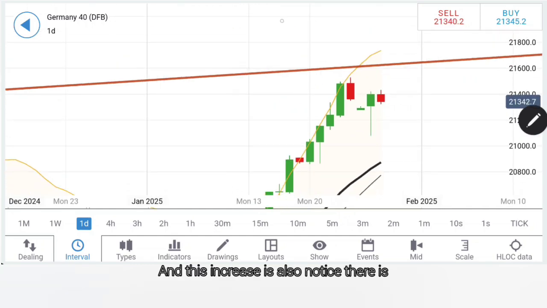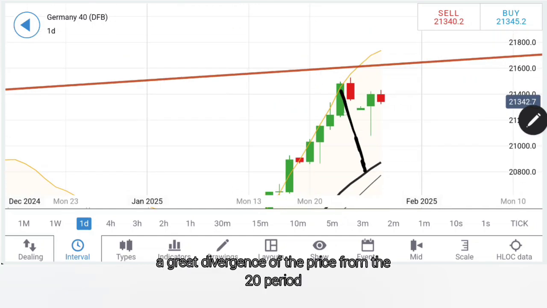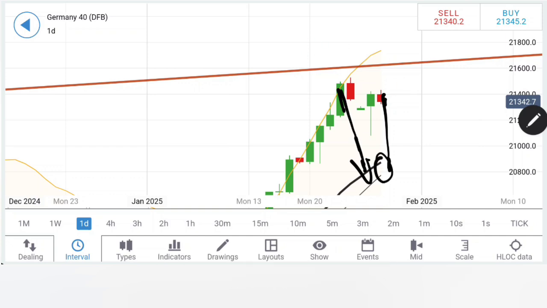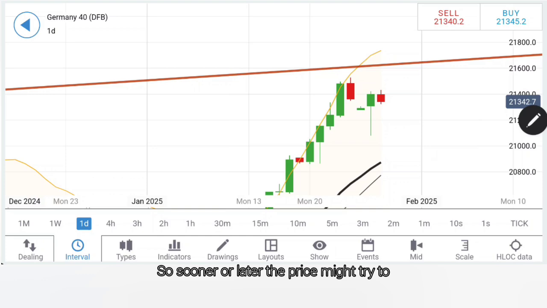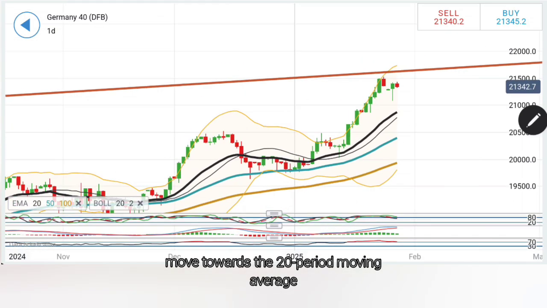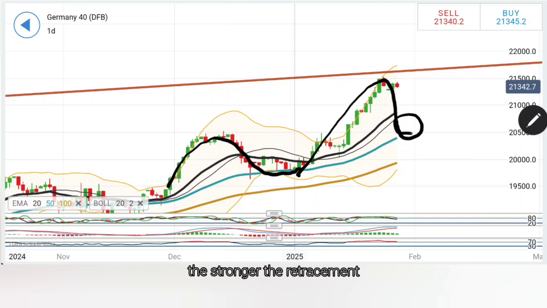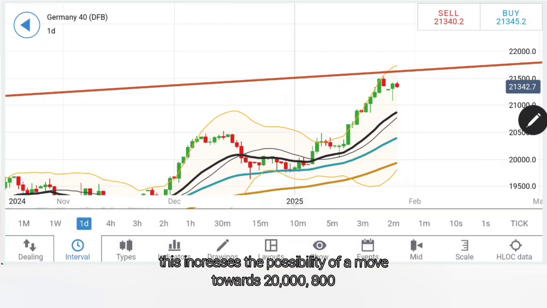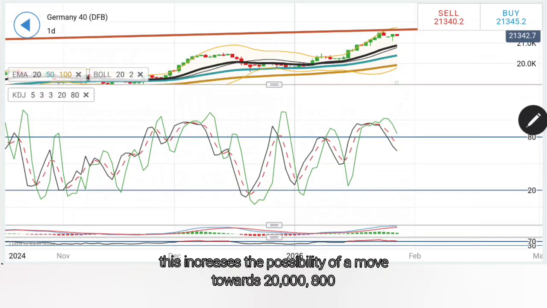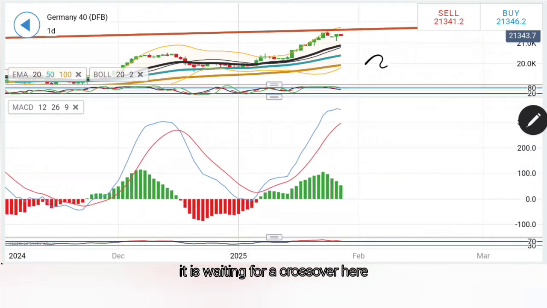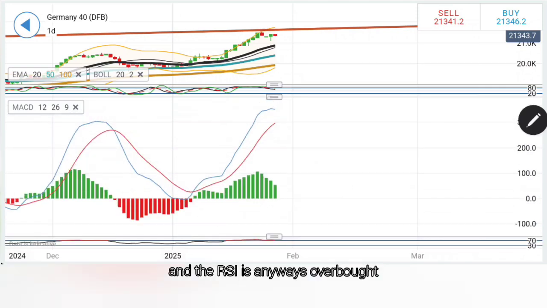And notice there is a great divergence of the price from the 20 period. The 20 period moving average is sitting at around 20,800. So sooner or later the price might try to move towards the 20 period moving average. Remember, the greater the divergence, the stronger the retracement. This increases the possibility of a move towards 20,800, 20,500 levels in the DAX very, very soon. MACD is also at the highs here, it is waiting for a crossover. And the RSI is anyways overbought.